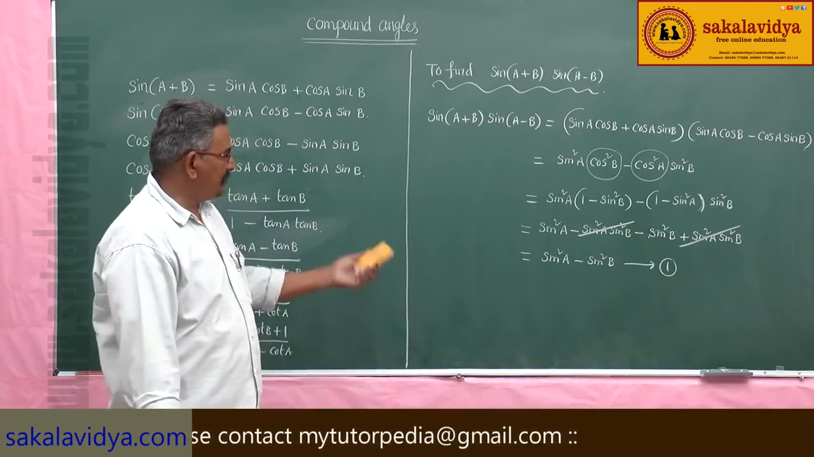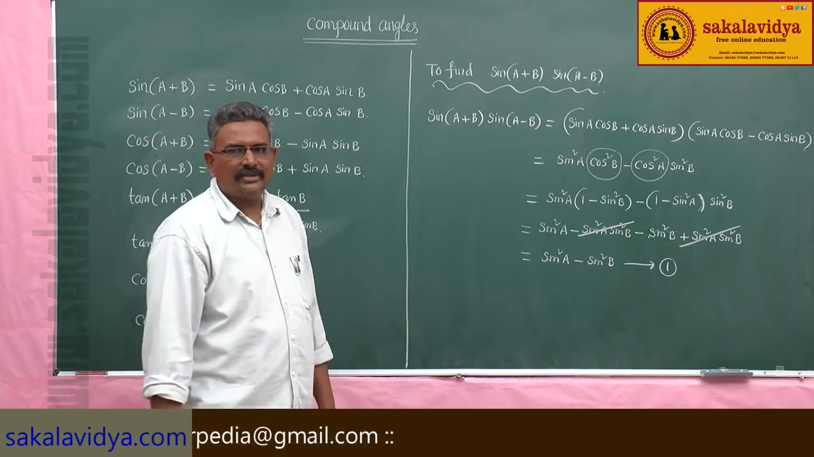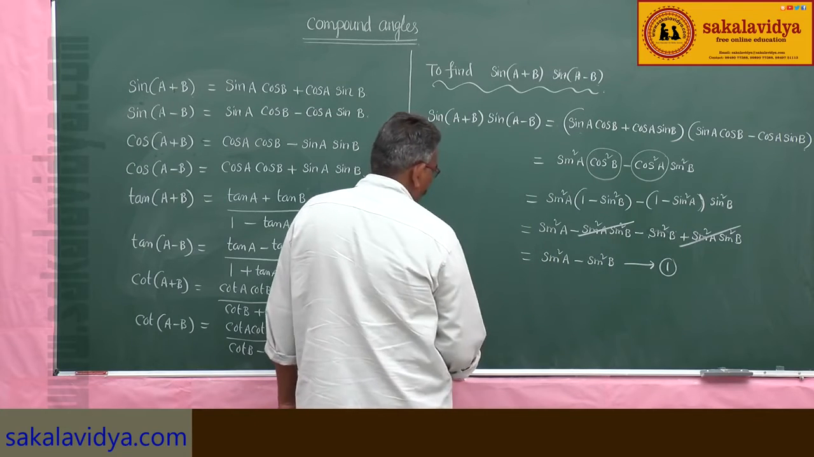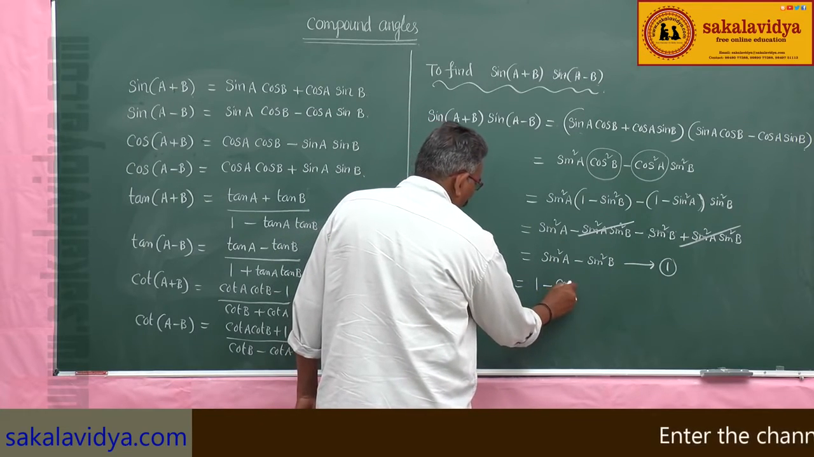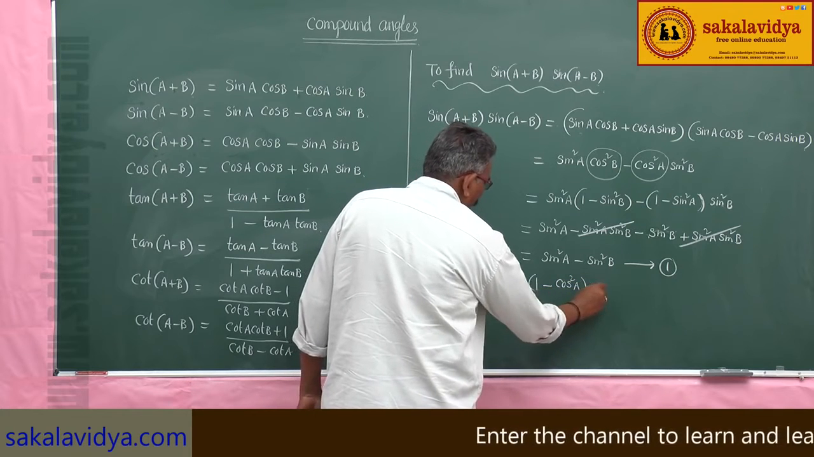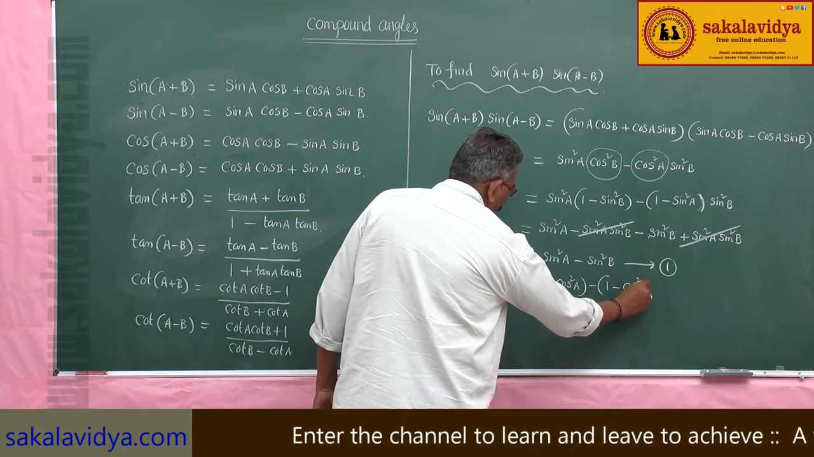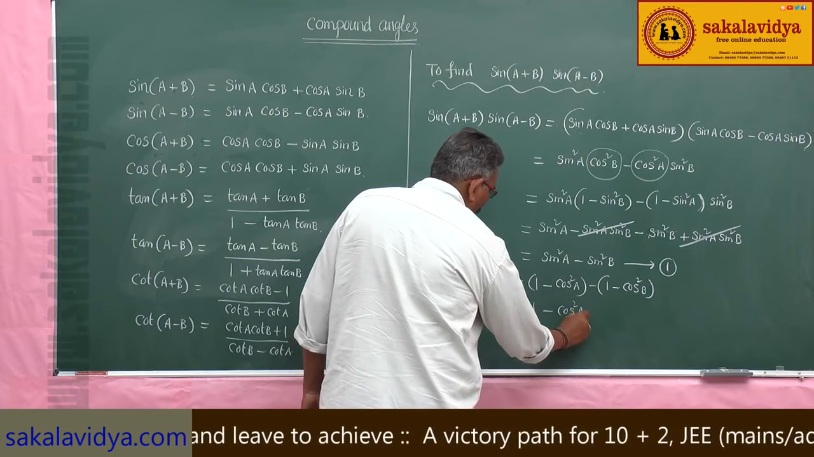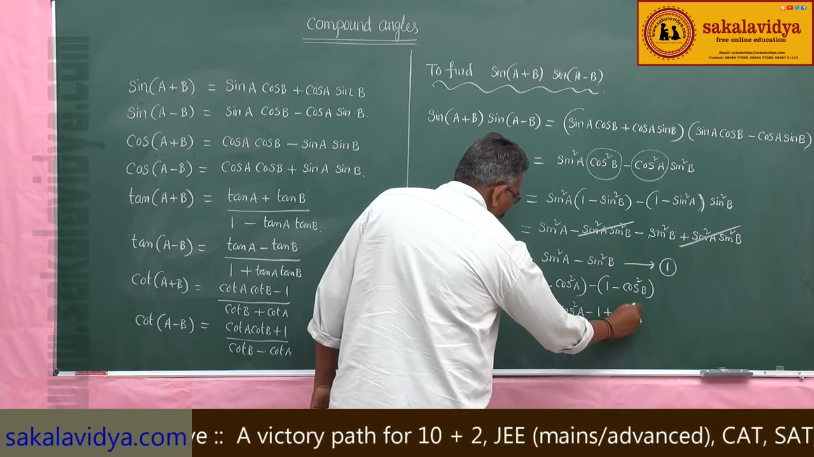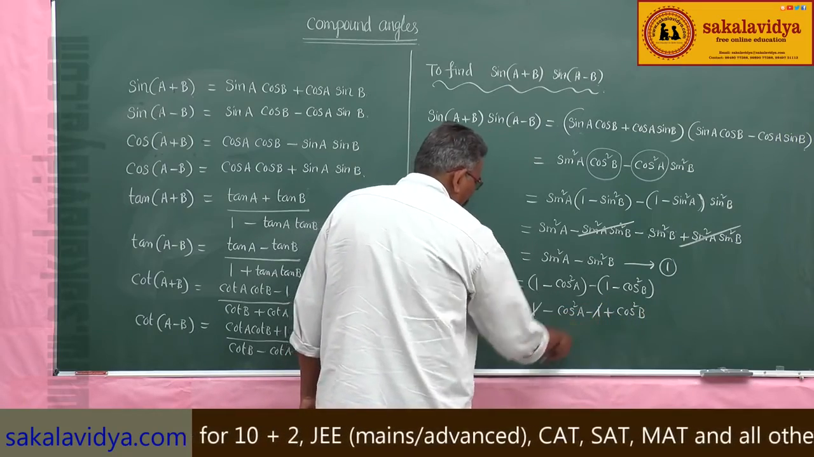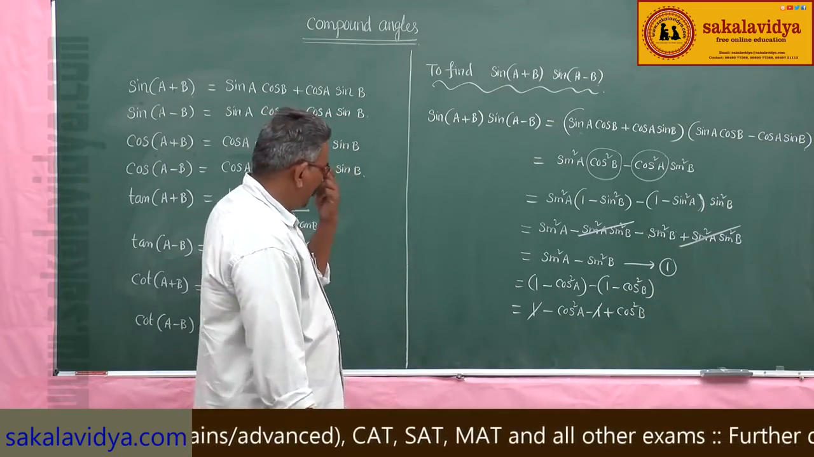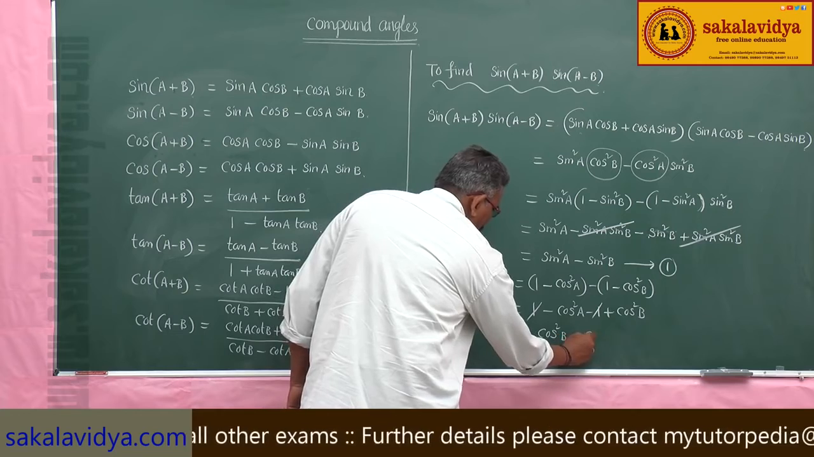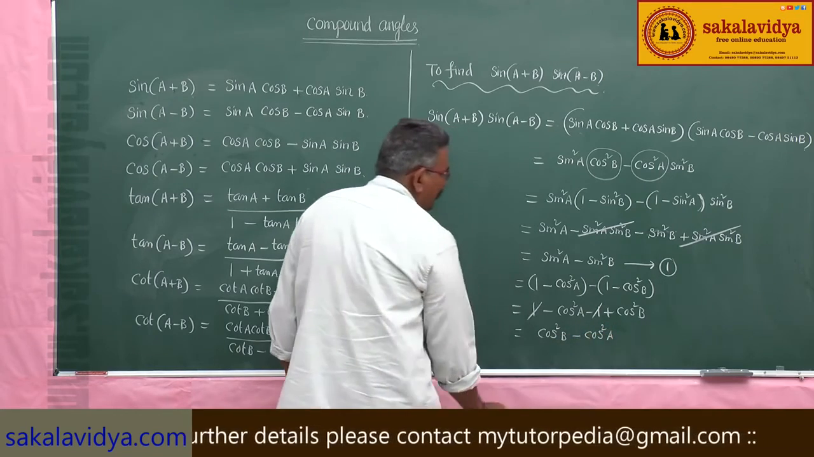Now can we change in terms of cosine functions? Yes, why not? This sin square A we can write as 1 minus cos square A, and sin square B, minus of 1 minus cos square B. So this is 1 minus cos square A and minus 1 plus cos square B. Now plus 1 minus 1 gets cancelled. Now what do we have? We have cos square B minus cos square A. This is the second equation.